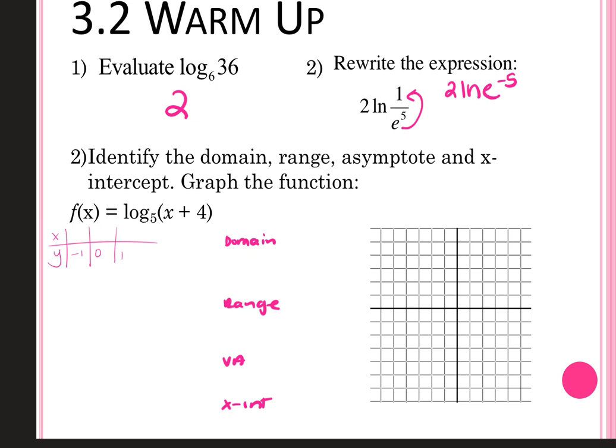They cancel out, and the answer would be the exponent on whatever e is, because that's the same thing as saying log base e of e, right? So this just becomes 2 times -5, and that becomes -10.